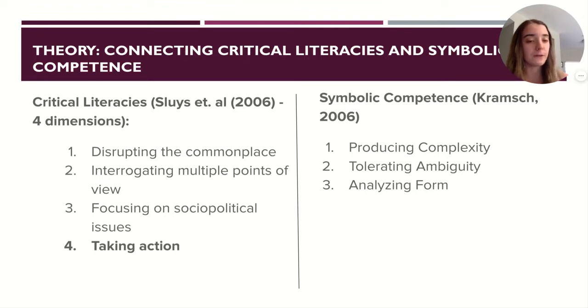And I would argue that we are also doing number 2 of symbolic competence. We are also tolerating ambiguity, because there's always going to be a certain degree of ambiguity, of unknown. That's just inherent whenever we question the commonplace and whenever we have multiple points of view. That's just how it is. There's going to be a certain level of ambiguity. So I would argue that numbers 1 and 2 of critical literacies necessitate 1 and 2 of symbolic competence. Yeah? And then number 3, critical literacies, focusing on socio-political issues.